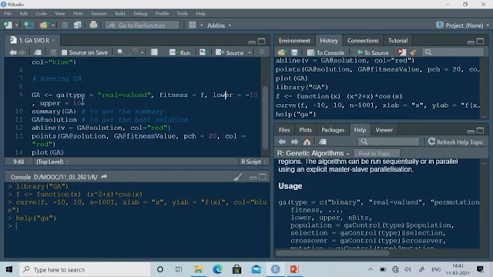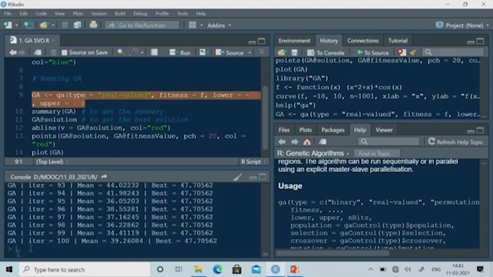Now if I run this particular line, GA will solve this problem and will try to find the global maxima of this function. So, let us run it. There are 100 iterations, which is the default value. If you are not giving it, the iteration will be 100. You can see that GA has been executed, and finally it reached the 100 iterations. And now I can see the results.